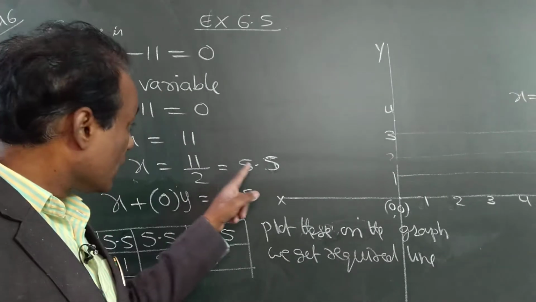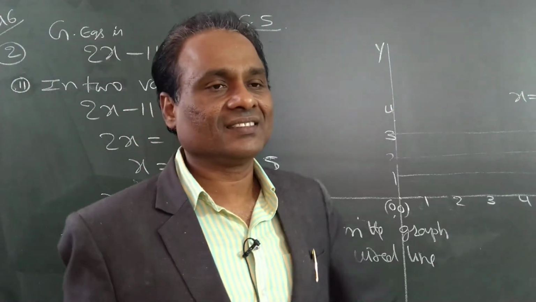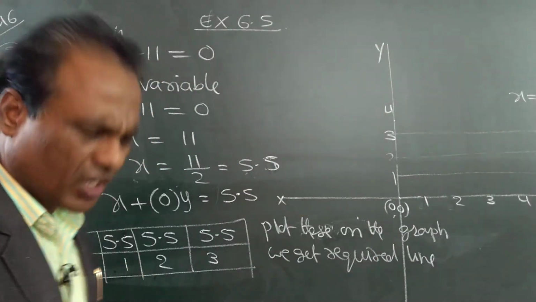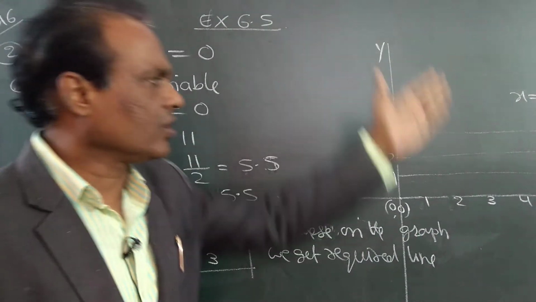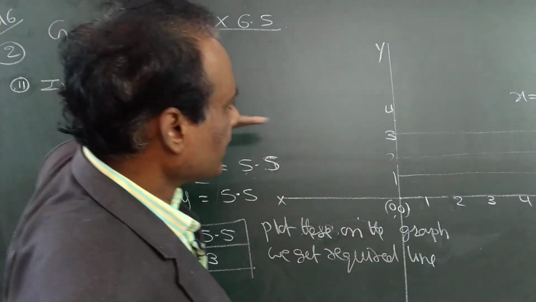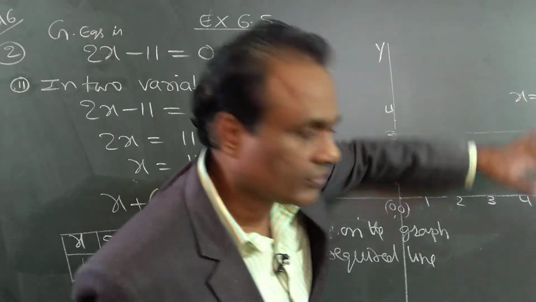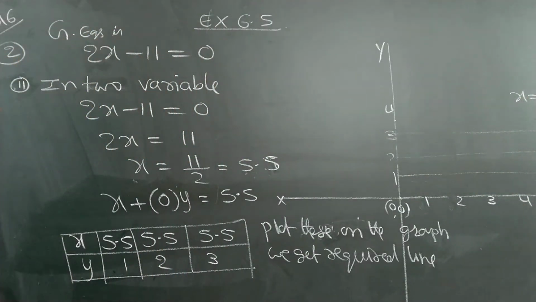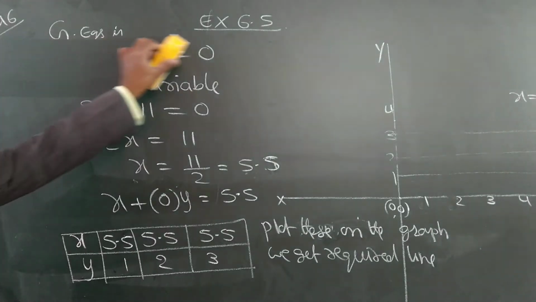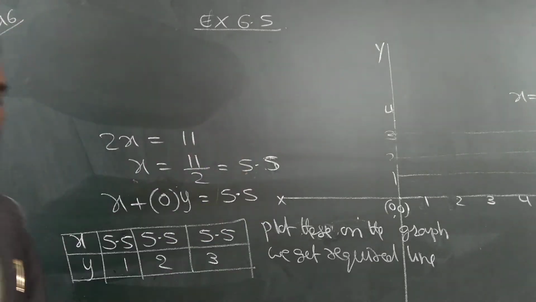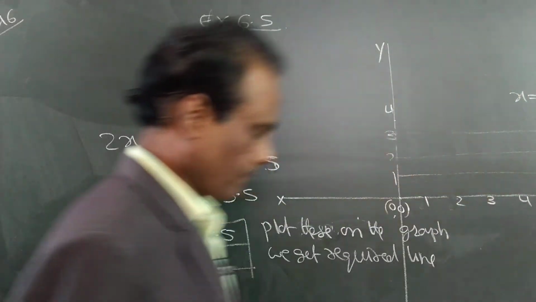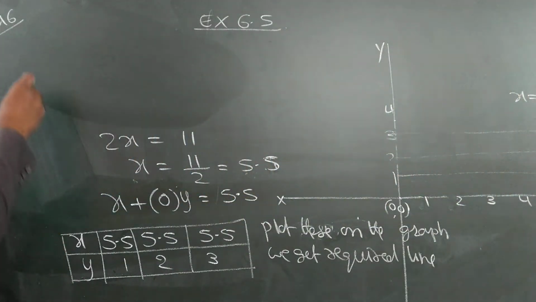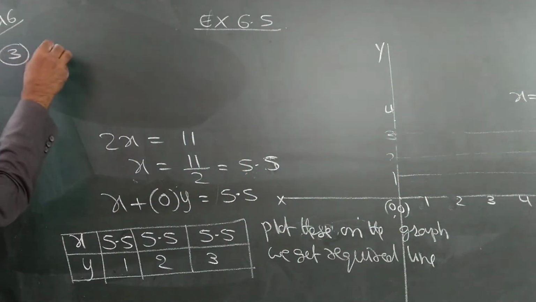If it is y is equal to something, draw a horizontal line. That concept you have to remember. Only for that concept this exercise is given. X is equal to any number is parallel to the y axis. Y is equal to any number is parallel to the x axis. Simple problems.